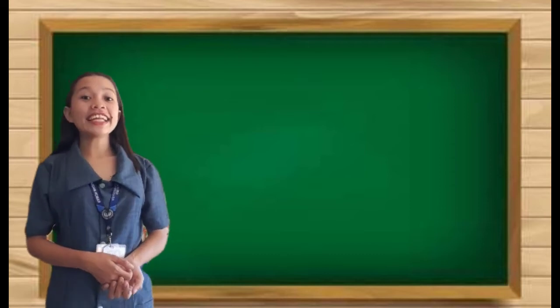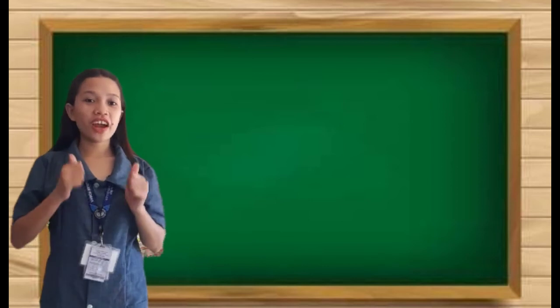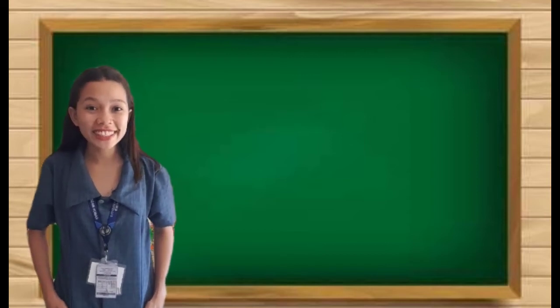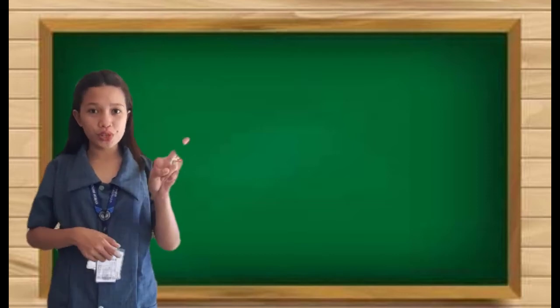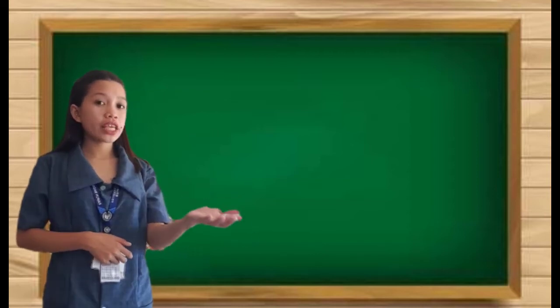Class, naintindihan ba? Very good. So, now, are you ready for our activity today? Good. I will divide you into two groups. This row serves as group one. This row serves as group two.